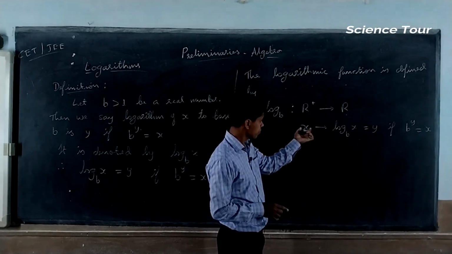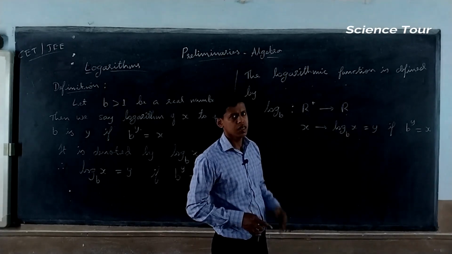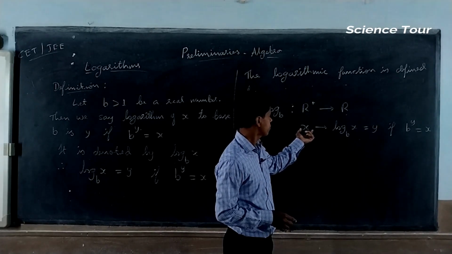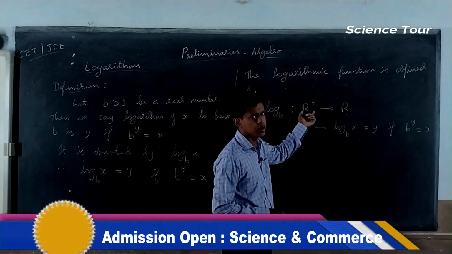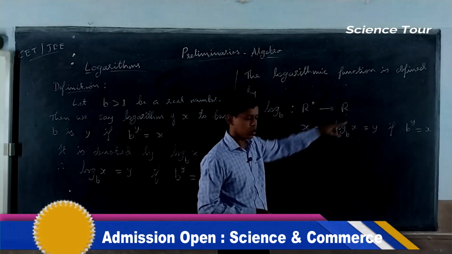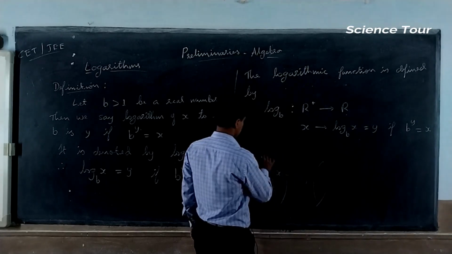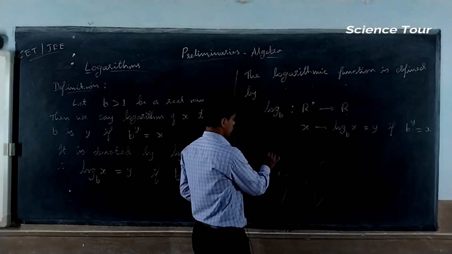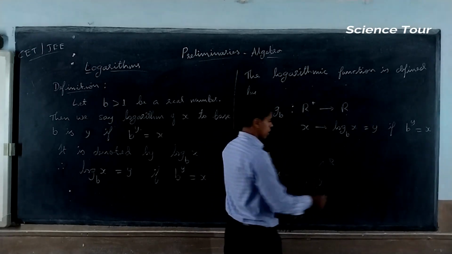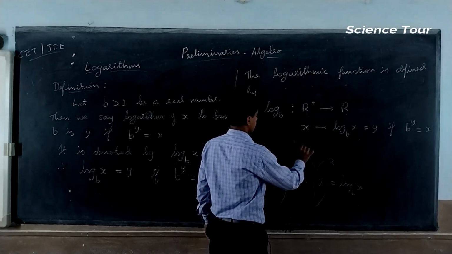Second point I am telling you. From R plus to R, the output will always be a real number, any real number, positive or negative. Now look at this. You have taken a number from positive real numbers. So when x goes through this function, what does it become? These are only positive real numbers, and these are any real numbers. So what happens when it comes here? That y becomes log to the base b of x. So this function is log to the base b.